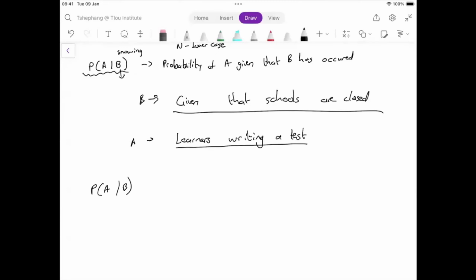I'm hoping it makes sense, Trevor. So B has to occur first, and then we look at A. So I repeat, given that schools are closed, what are the chances of learners writing a test? I'm hoping it's clear to everyone now.